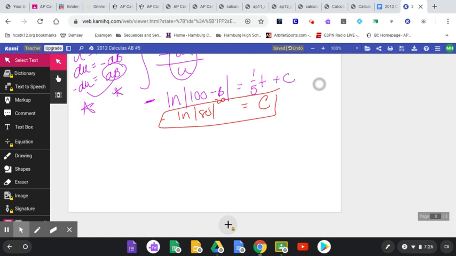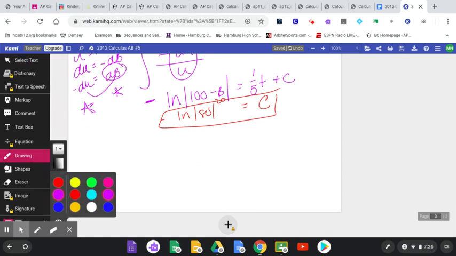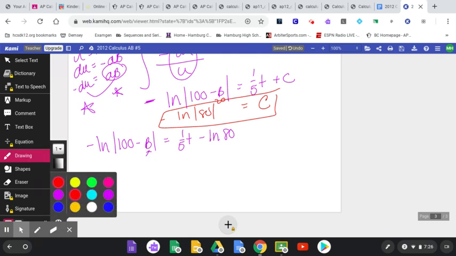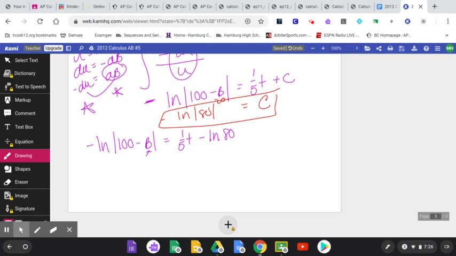All right, keep going here. I've got negative ln of 100 minus b equals 1/5 t minus the ln of 80. Now, your gut is probably saying to get to this b value, I need to exponentiate because of that ln. But there's somebody in the way. You have to first get rid of this negative. So I need to divide everybody by a negative. So now I have the ln of 100 minus b equals negative 1/5 t plus the ln of 80.